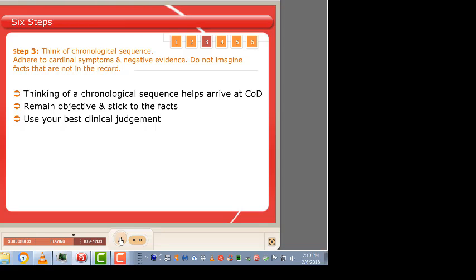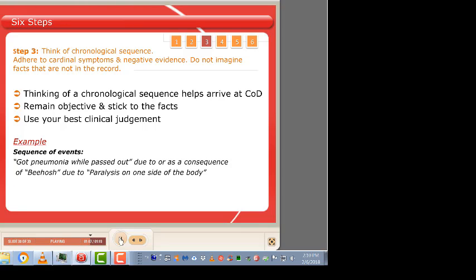In our behosh example, by constructing a chronological sequence of events, you will see that the stroke or CVA, ICD-10 code I-64, initiated the chain of events that resulted in the pneumonia and death, and hence the stroke is selected as the underlying cause of death.